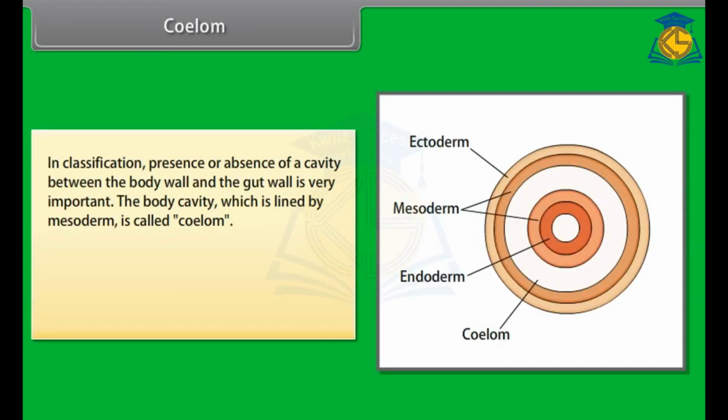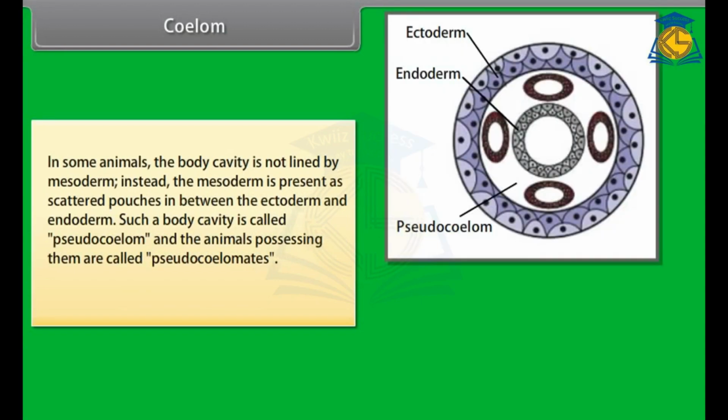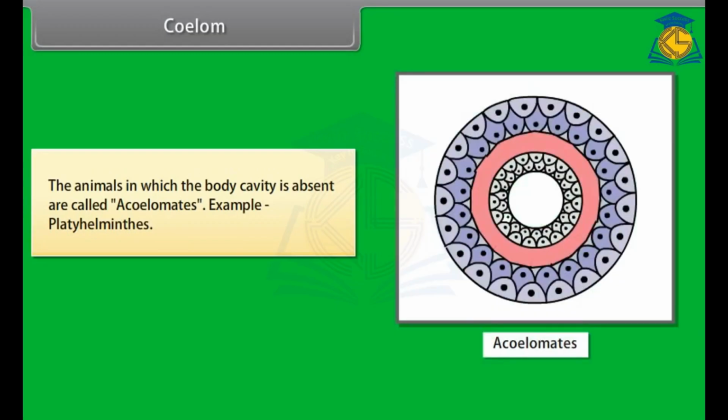Coelom. In classification, presence or absence of a cavity between the body wall and the gut wall is very important. The body cavity, which is lined by mesoderm, is called coelom. Animals possessing coelom are called coelomates. Example, annelids, mollusks, arthropods, echinoderms, hemichordates, and chordates. In some animals, the body cavity is not lined by mesoderm. Instead, the mesoderm is present as scattered pouches in between the ectoderm and endoderm. Such a body cavity is called pseudocoelom, and the animals possessing them are called pseudocoelomates. Example, Aschelminthes. The animals in which the body cavity is absent are called acoelomates. Example, Platyhelminthes.